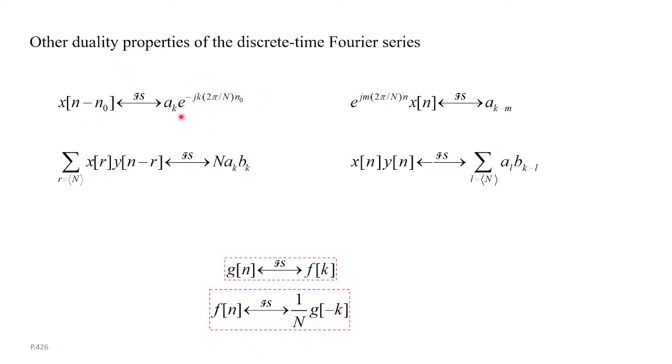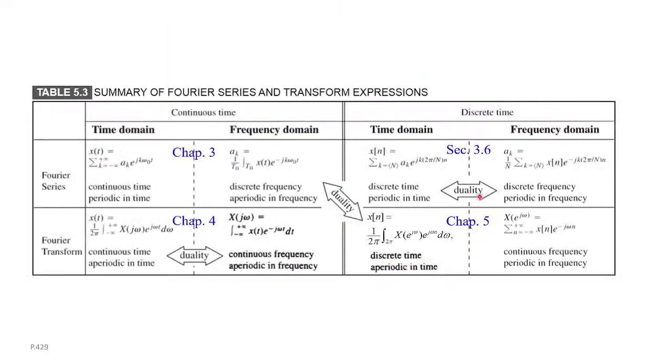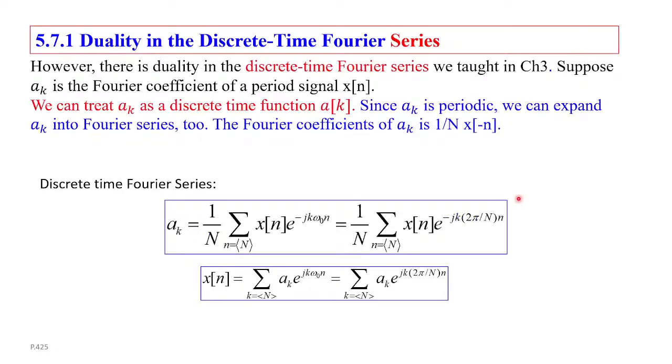You get the extra complex exponential, and you can also have the frequency shift property, and get another complex exponential, but with a plus sign. And also the convolution in time gives you multiplication in frequency, and multiplication in time gives you the convolution in frequency. Okay. So all those are also symmetric because those two equations are very symmetric to each other.